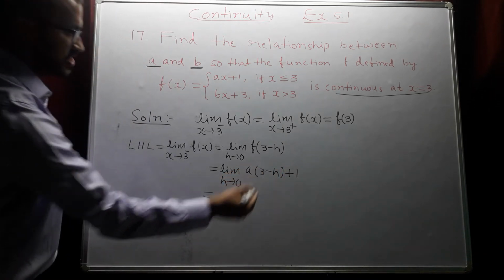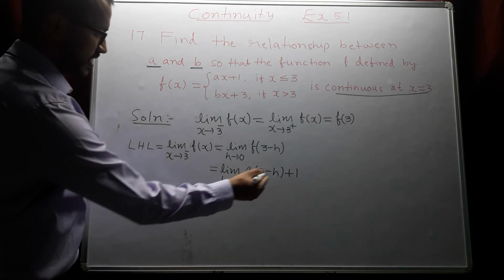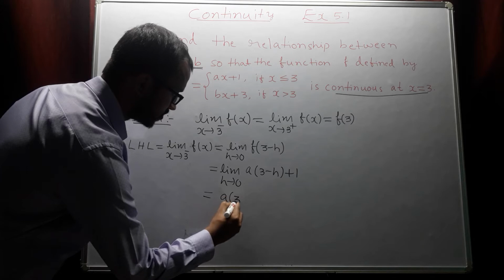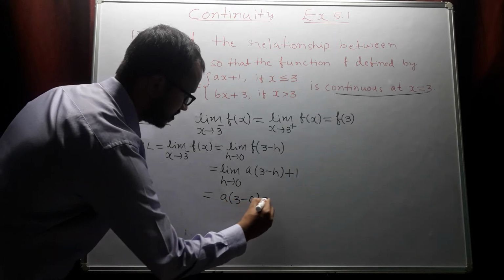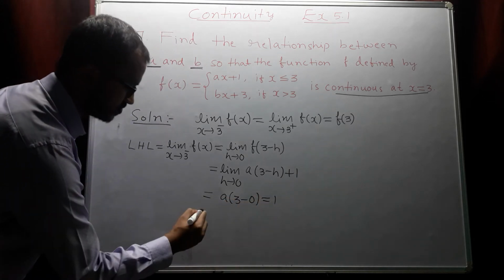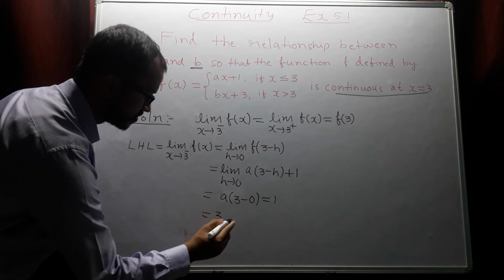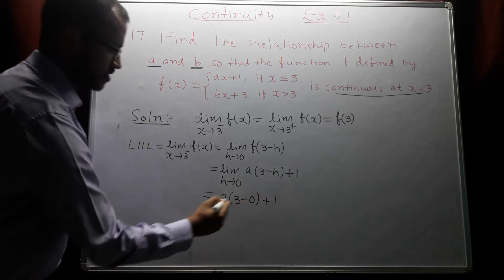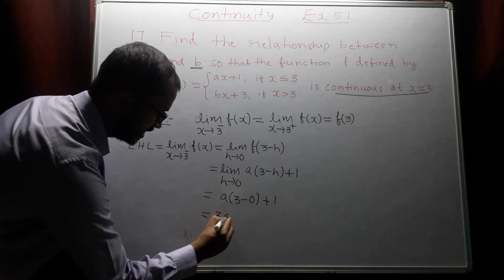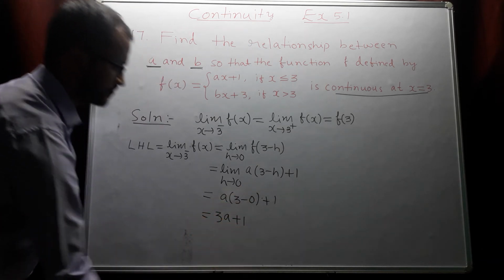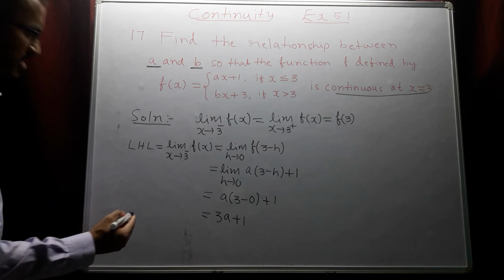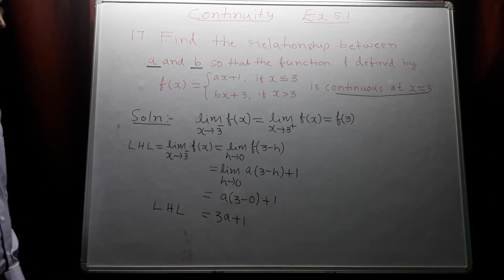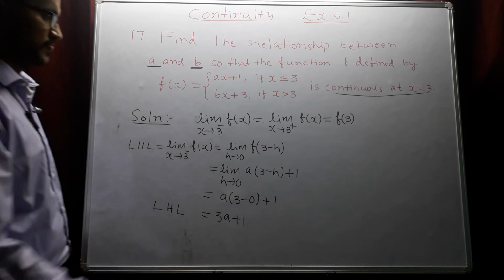Now substitute the limit. If you replace h by 0, we get a into 3 minus 0 plus 1. So that is equal to 3a plus 1. So the left hand limit of the function we got is 3a plus 1.